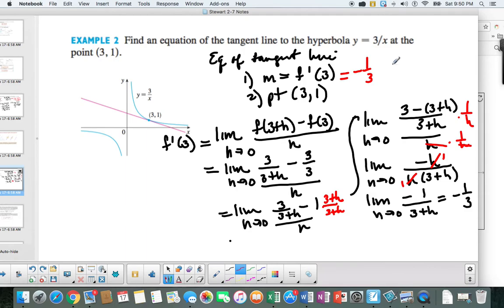And now I'm able to write the equation of my line. y minus 1 is equal to negative 1/3 times x minus 3. And you can see by the picture that it is a negative slope, which I have right here, and I have my point.